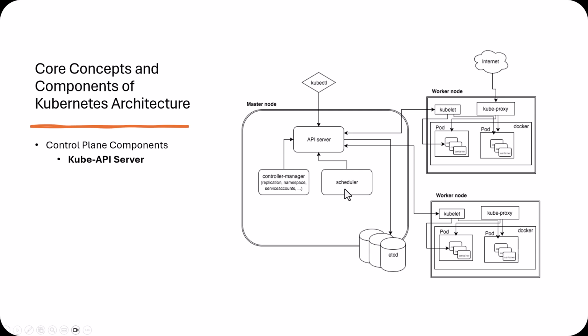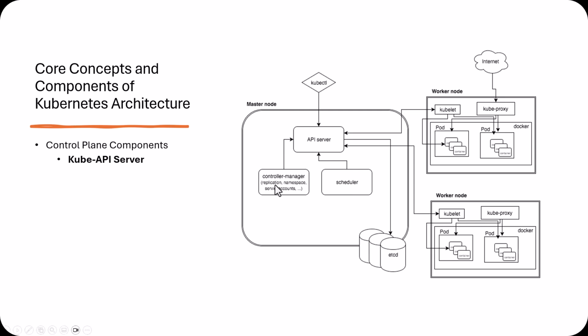And there is the kube scheduler. Kube scheduler watches for newly created pods with no assigned node and selects a node for them to run on. Factors which are taken into account for scheduling decisions include individual and collective resource requirements, hardware, software, policy constraints, affinity and anti-affinity specifications, data locality, inter-workload interference, and deadlines. I don't want to go into detail on these things the kube scheduler does.